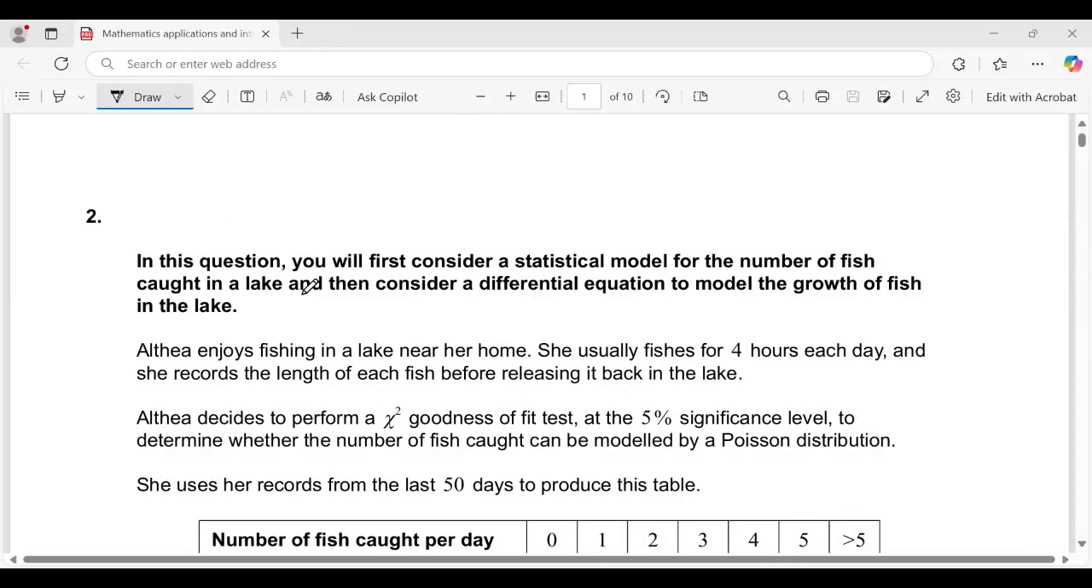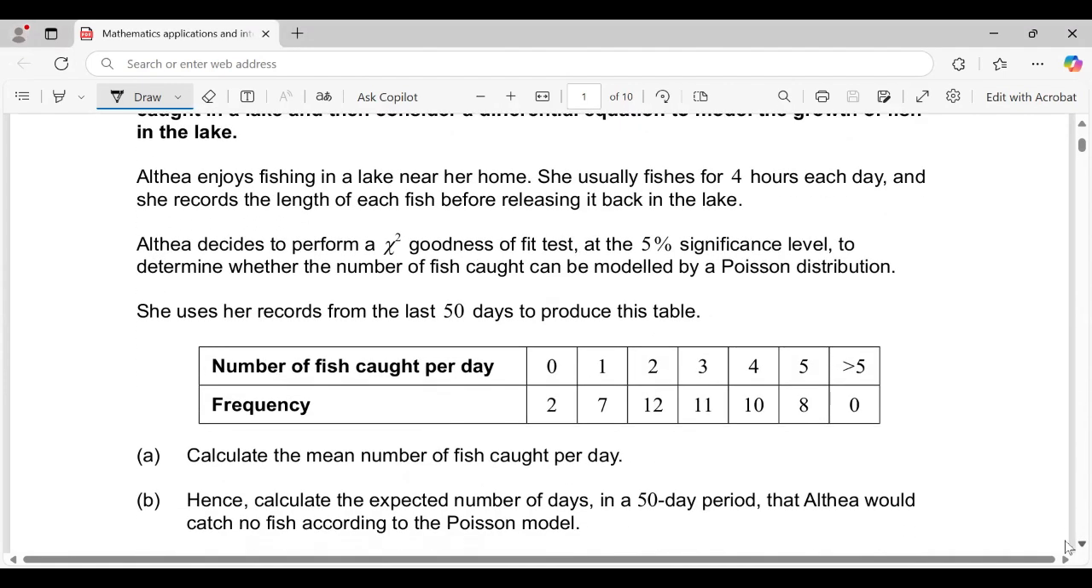Number 2. In this question, you will first consider a statistical model for the number of fish caught in the lake, and then consider a differential equation to model the growth of fish in the lake. Althea enjoys fishing in a lake near her home. She usually fishes for 4 hours each day, and she records the length of each fish before releasing it back in the lake. Althea decided to perform a chi-squared goodness of fit test at the 5% significance level to determine whether the number of fish caught can be modeled by a Poisson distribution. She uses her records from the last 50 days to produce this table.